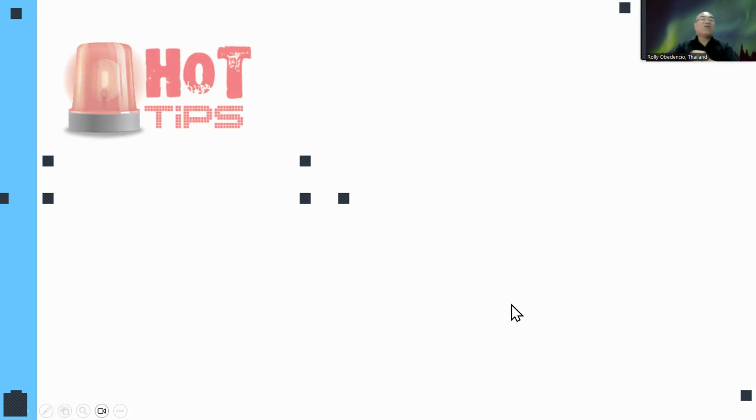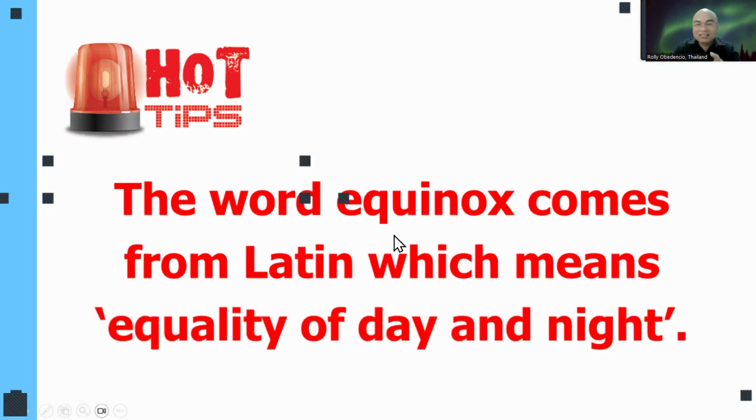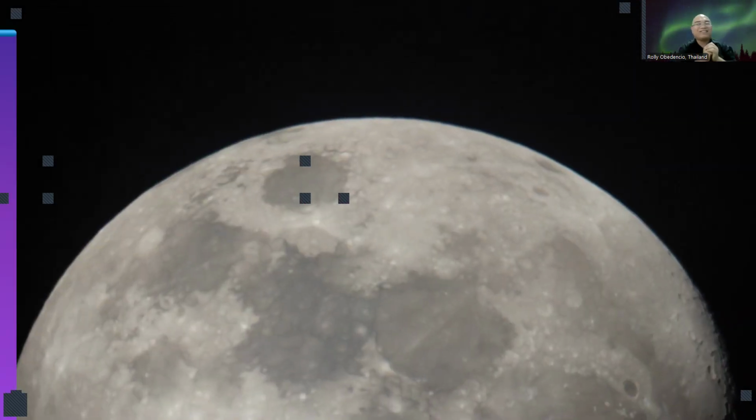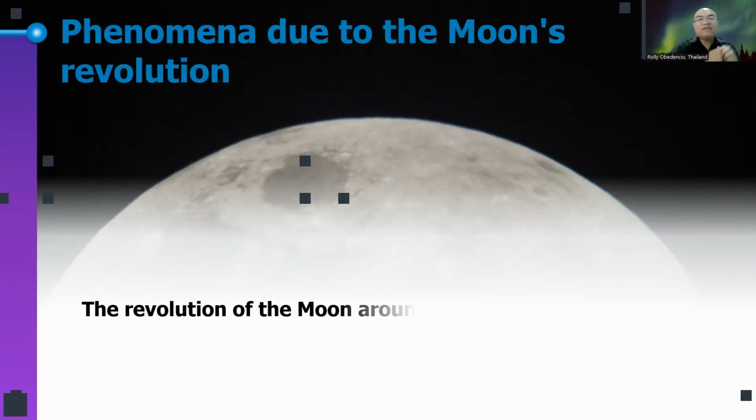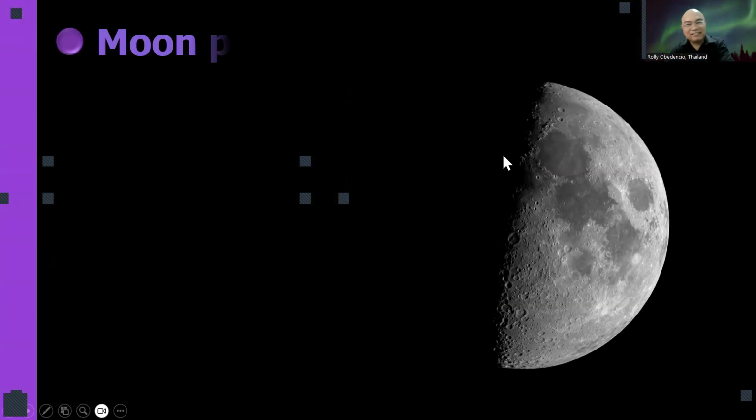All right? Now, hot tips for us to remember. The word equinox comes from Latin, which means equality of day and night. Wonderful. What about the phenomena due to the moon's revolution? The revolution of the moon around the earth causes the phenomena of moon phases, the tides, and different times of moonrise and moonset.